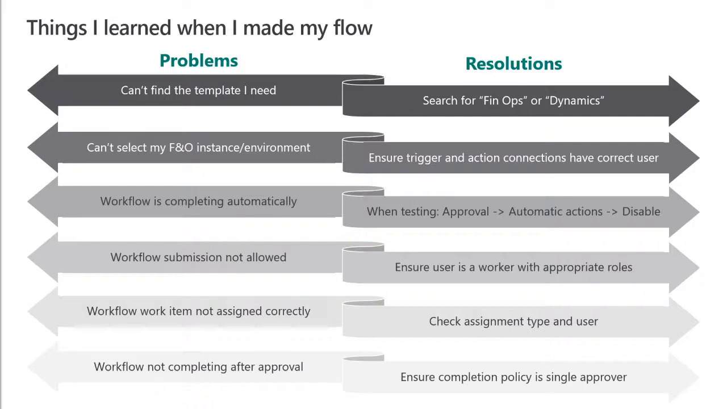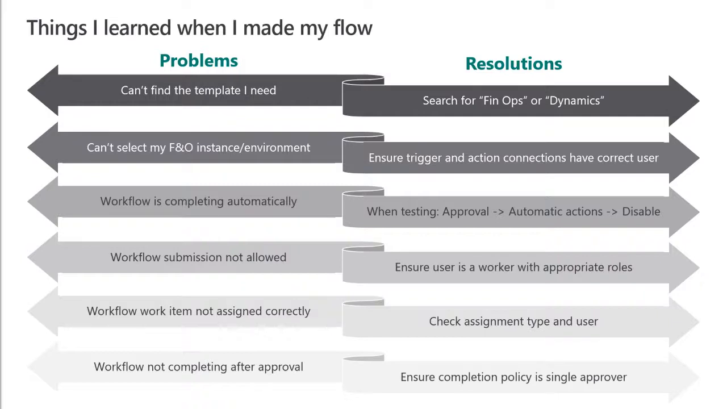You want to make sure that the workflow isn't completing automatically, so just disabling those automatic actions. You want to make sure that you can submit the workflow. So in some scenarios like that purchase requisition one, you have to have a worker associated with the user and then have the appropriate roles. In that case, it was the employee role. And then you want to make sure that your work item is being assigned correctly. So double check the assignment type and the user. And then finally, just make sure that that completion policy is set appropriately.